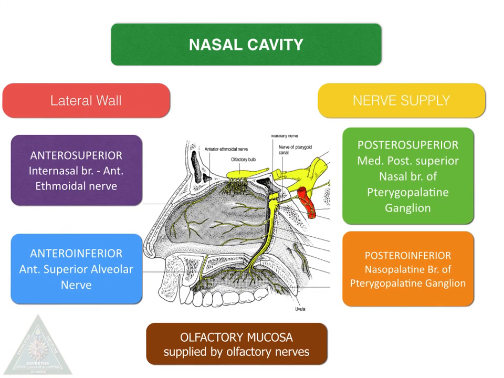The nerve supply: on the roof we have the olfactory mucosa, which has the origin of the olfactory nerves. The lateral wall sensory supply can be divided into four quadrants. The nerves taking sensation from the anterior superior quadrant are the internal nasal branches of the anterior ethmoidal nerve, in the anterior inferior quadrant, the anterior superior alveolar nerve, and for the posterior superior, the medial posterior superior nasal branches of the pterygopalatine ganglion, and the posterior inferior, the nasopalatine branches of the pterygopalatine ganglion.